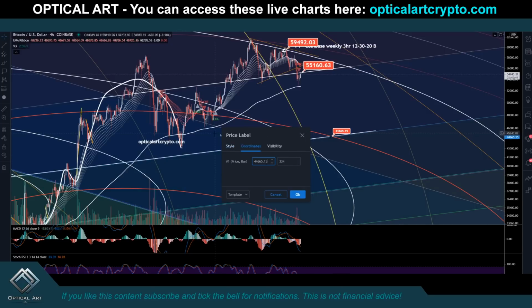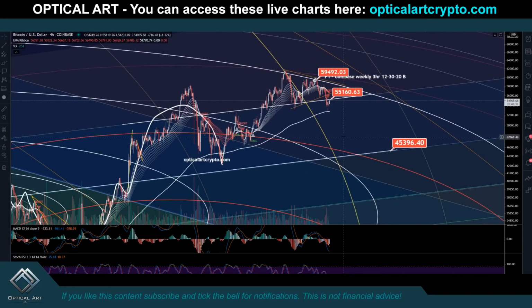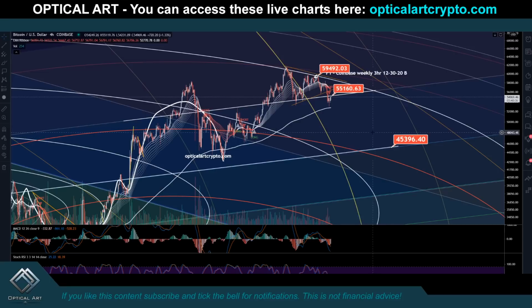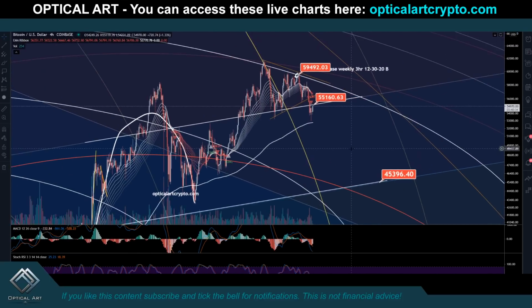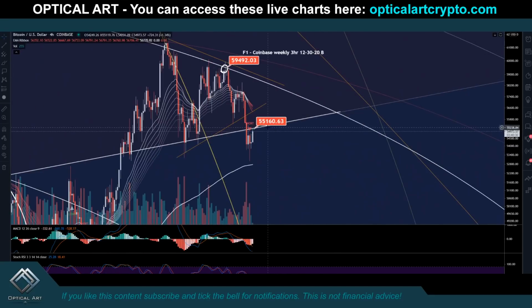Let me make this larger. So it's possible, look, if we drop lower, that 44,888 is going to be very strong support. If it's out here, it's 45,396. So again, I'm just showing you how you use these charts to find out where your support and resistance levels are. And again, I am watching to see if we get above 55,160.